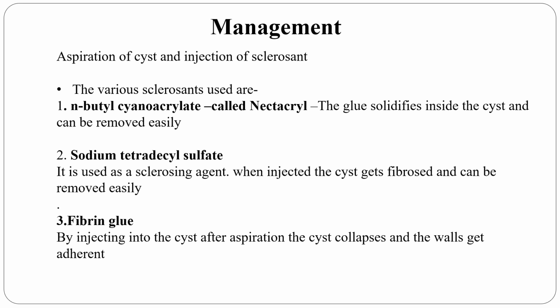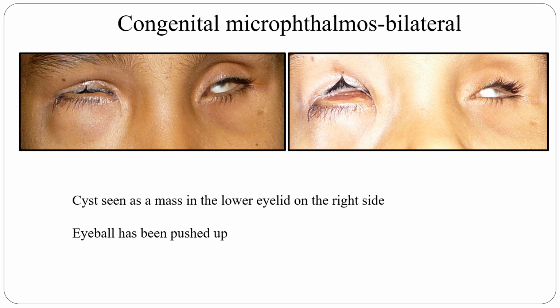The various sclerosants used are N-butyl cyanoacrylate, called Nexacryl. The glue solidifies inside the cyst and can be removed easily. Sodium tetradecyl sulfate is used as a sclerosing agent. When injected, the cyst gets fibrosed and can be removed easily. Fibrin glue is injected into the cyst after aspiration, the cyst wall collapses and the walls get adherent.